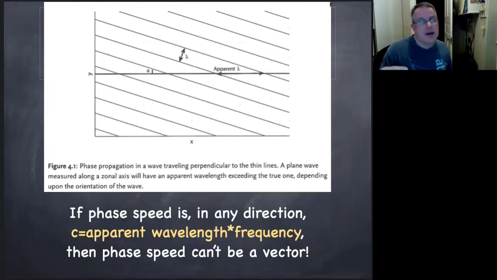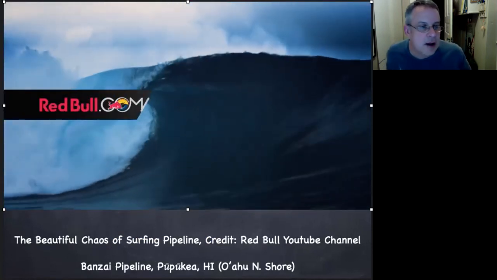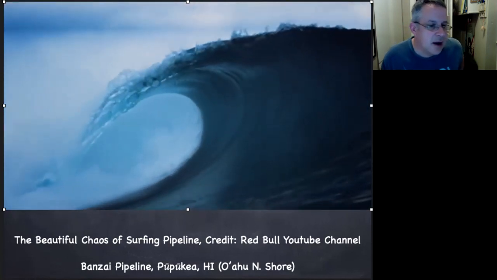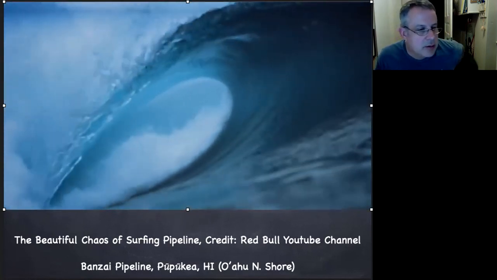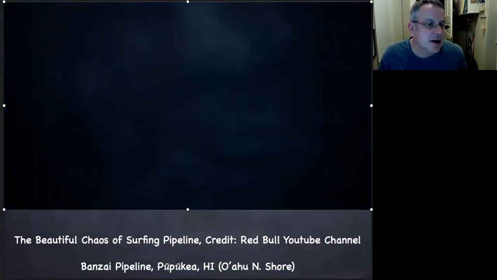So surfers know all about this. Surfers don't surf in the same direction that the wave is propagating. You surf along the wave and you go much faster. So the surfers are taking advantage of the fact that the phase speed is actually faster when you're cutting along the crests of the wave rather than following in the direction of the wave propagation. And so here we go. Here's some surfers at Pipeline in Pupukea, Hawaii, on the North Shore, which is a great place. You should definitely go.